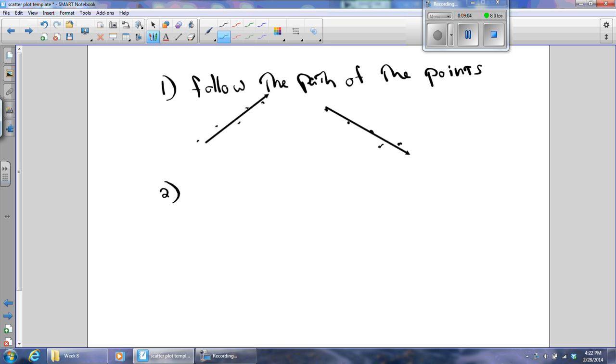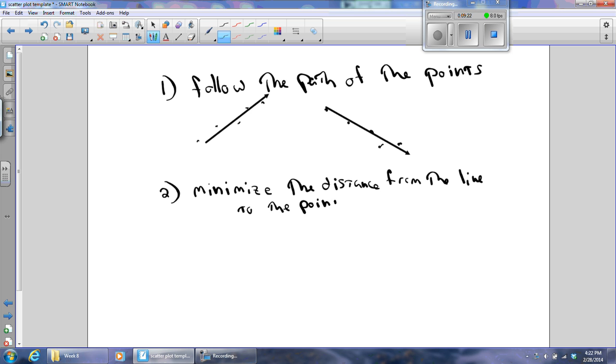Number two, you want to minimize the distance from the line to the points. You want to minimize the distance. Okay, get them as close as possible. Like, for example, taking this one here, this would be a bad choice because the points are all getting farther and farther away. There's two that are really close, but then these two are further. If I put it more around there, then I've minimized the distance.